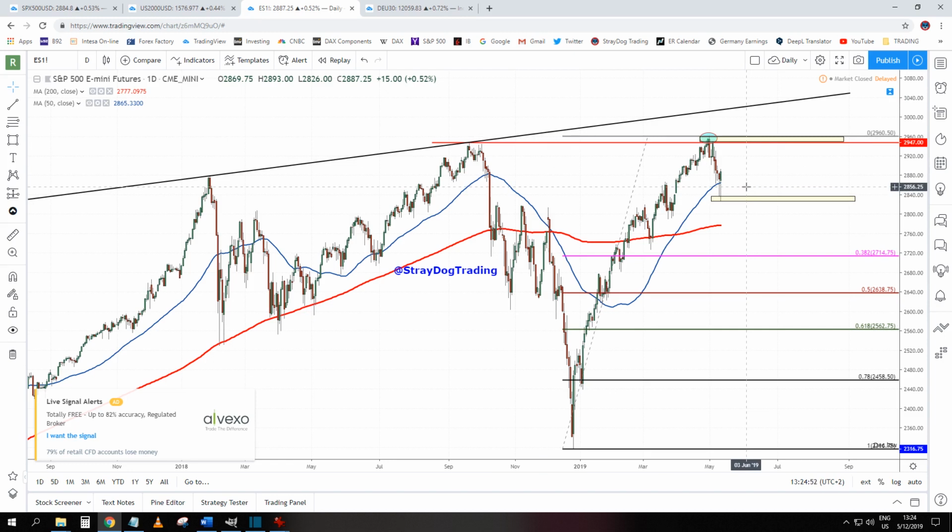Acceptance of the price below these lows could lead lower to test these other fib retracements, and of course we have, down to the downside, more zones, more levels of support, and more gaps to be filled as targets.